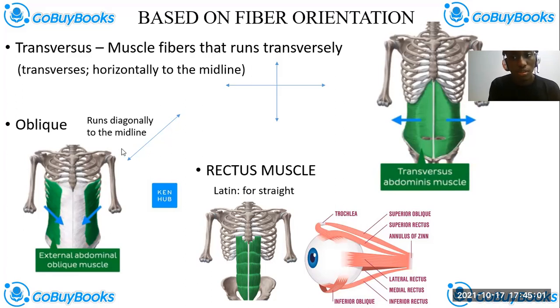All right, so oblique means it runs diagonally to the midline. You can see this kind of line. That's the way the fibers run. You can see this arrow here. They run like this. Like this. I hope you can see that. Yeah, so that's about them.